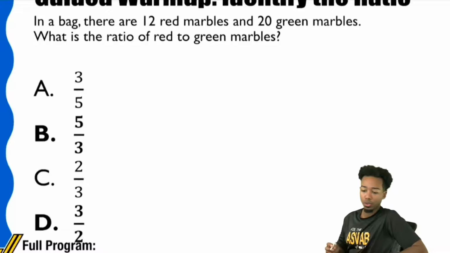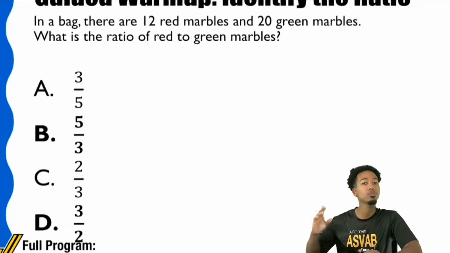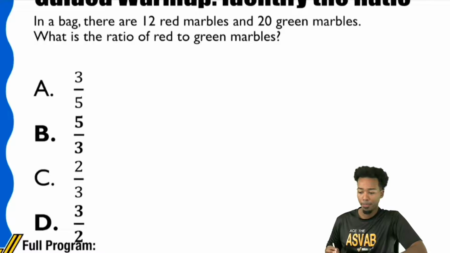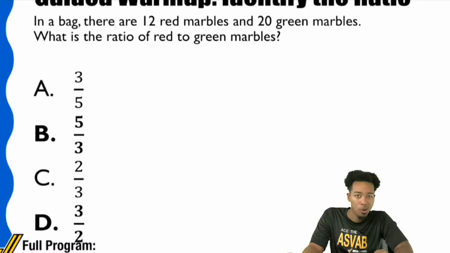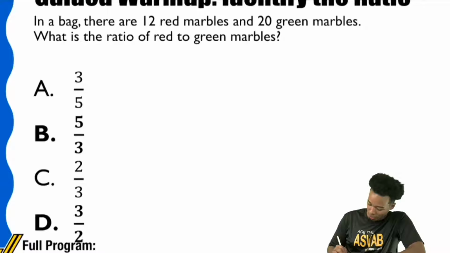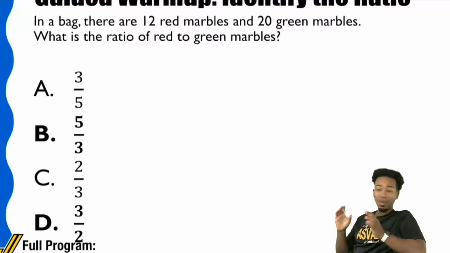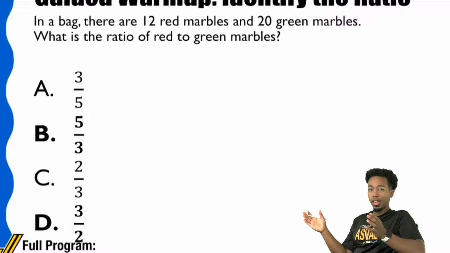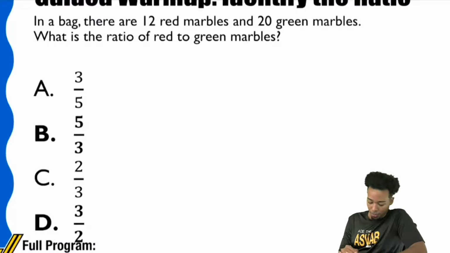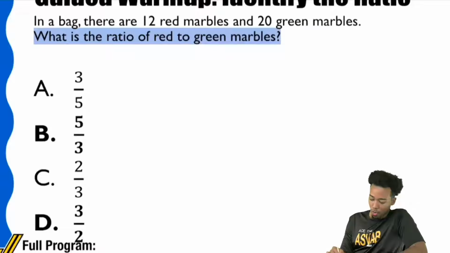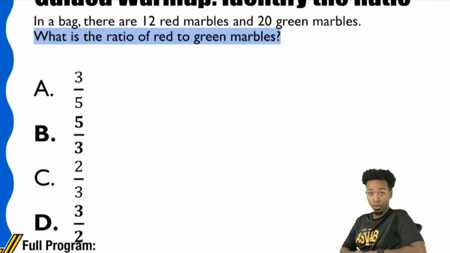The first thing we need to do is always what, everybody? When it comes to word problems, what's step one? Oh, yeah. Some of y'all are writing it twice. Read the question. So let's go ahead and read that question first. And I'm not saying the whole problem. I'm saying the question sentence. Right here. What is the ratio of red to green marbles?